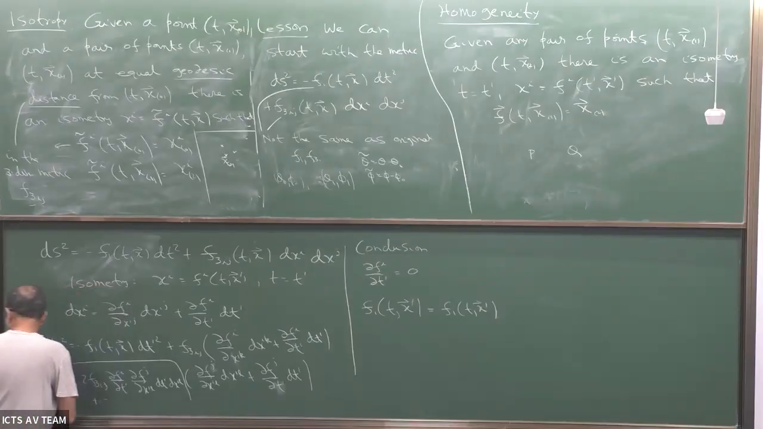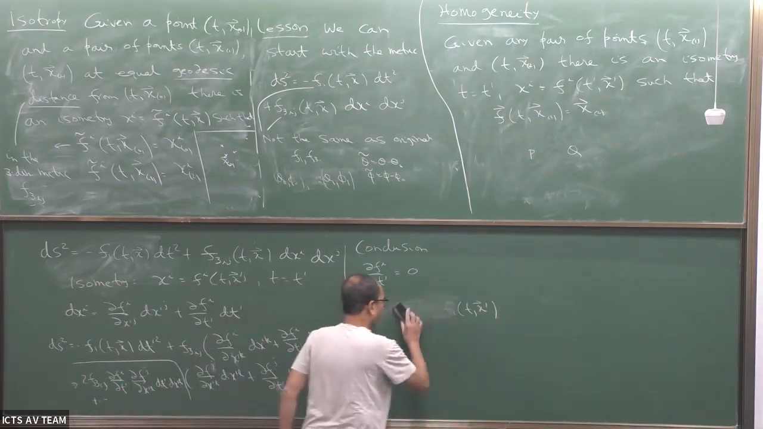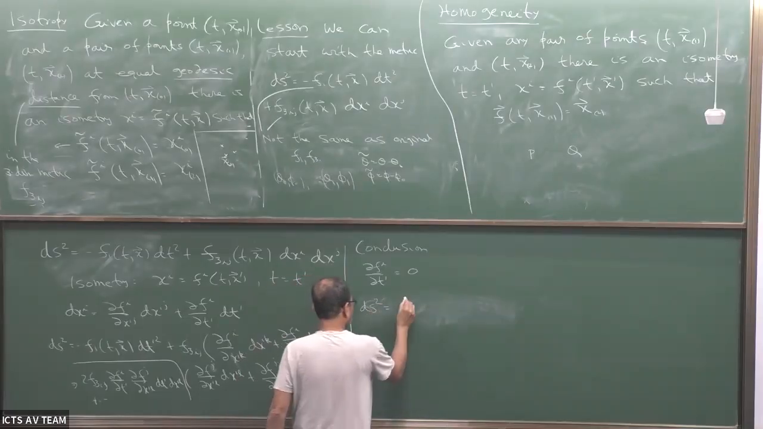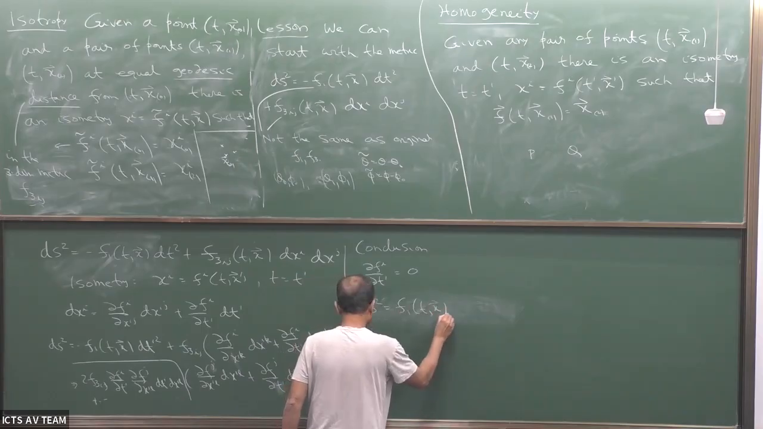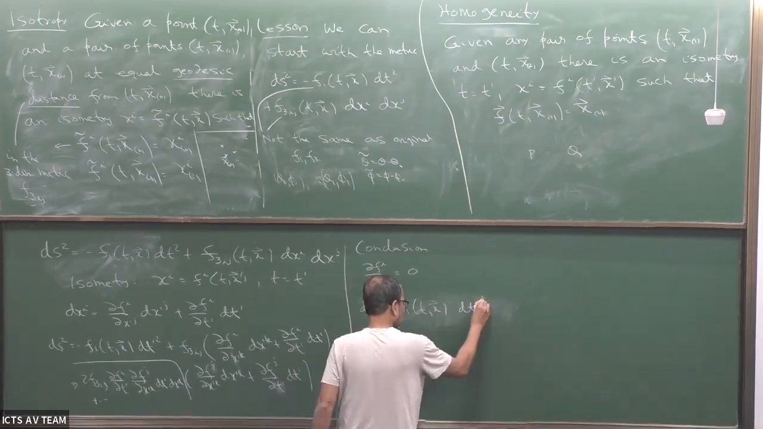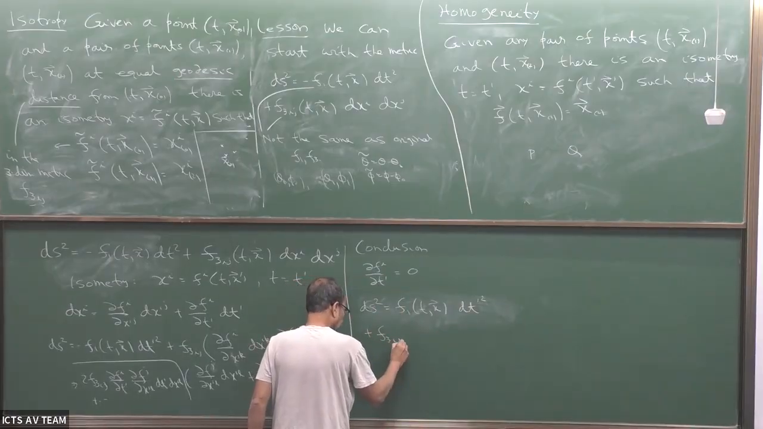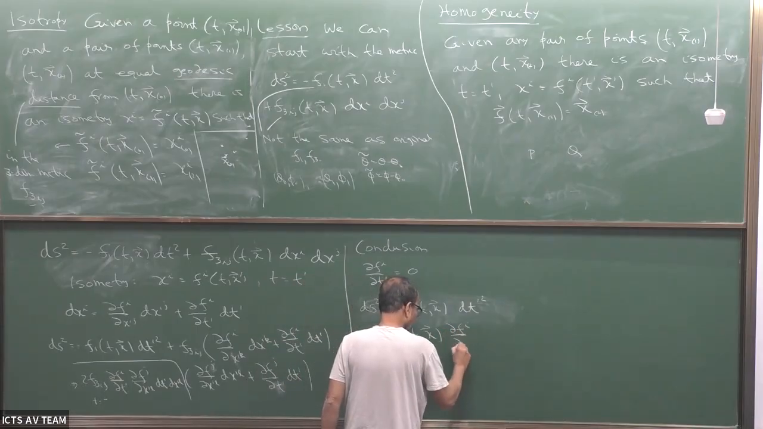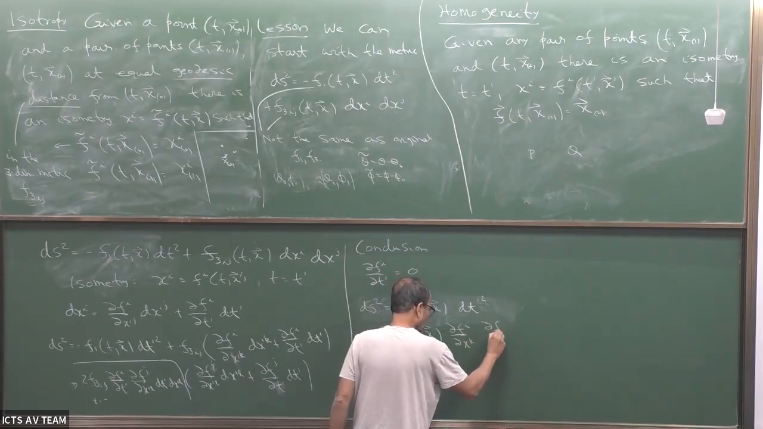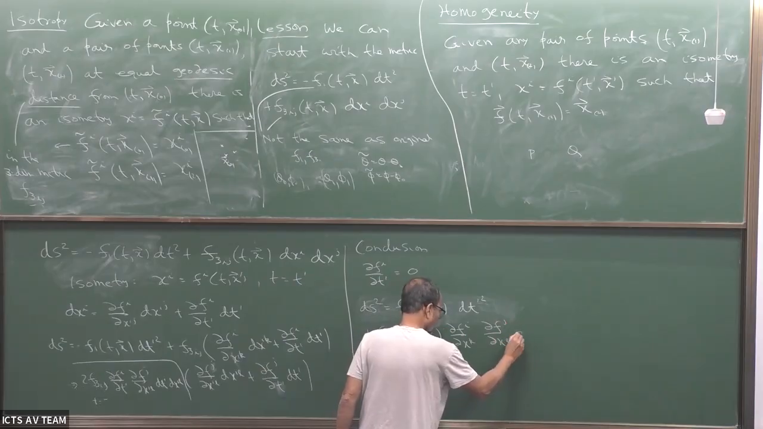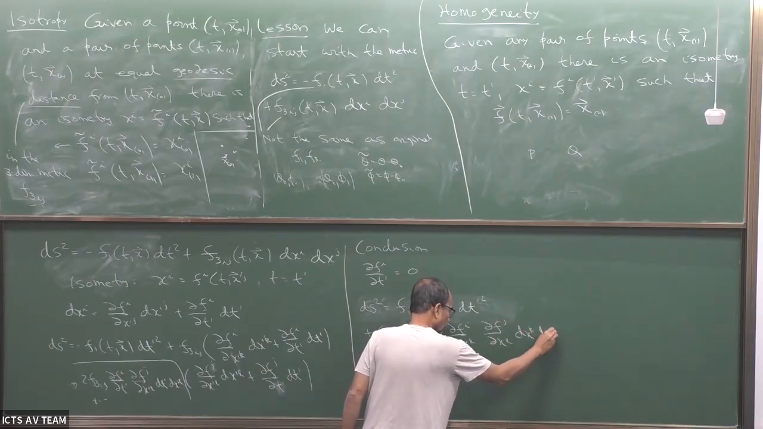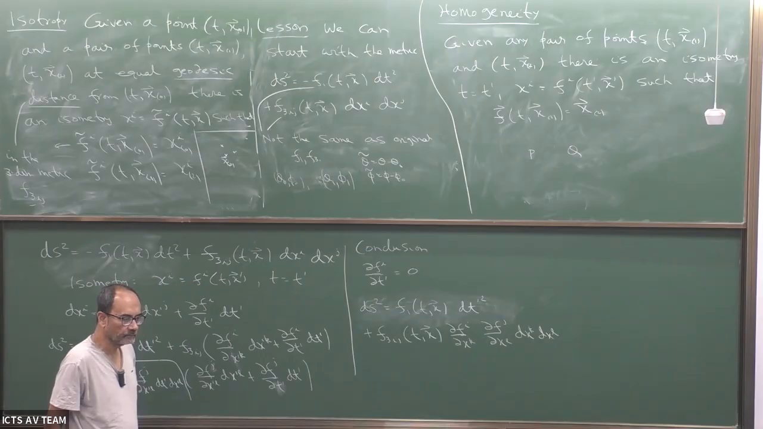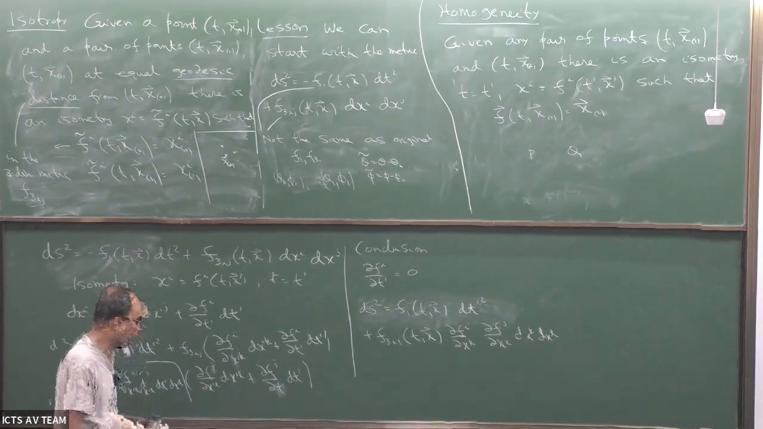Okay, let me write one more step. So what is the new metric? Once you have implemented this, then the metric is f1 dt prime square plus f3 ij dx dx, right? Because these terms went away.